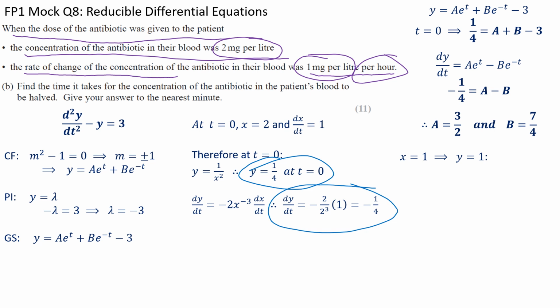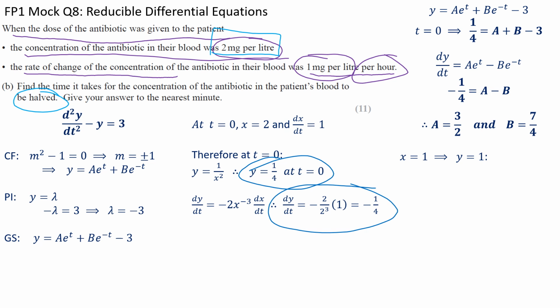Remember that when x is 1, y is 1, and x is 1 is relevant because the question was asking, find the time taken for the concentration to be halved. In other words, how long will it take for the concentration to go down to half of its initial value? And remember, initially it was 2 milligrams per litre. So we want to know how long it will take for x to drop from 2 to 1. And the simplest way to do that is to double down on our equation linking y and t.